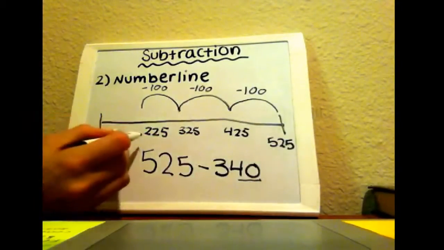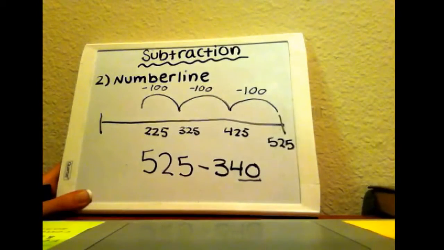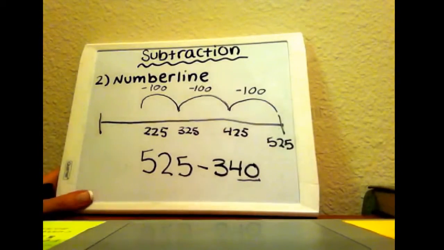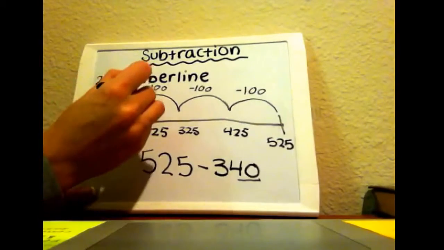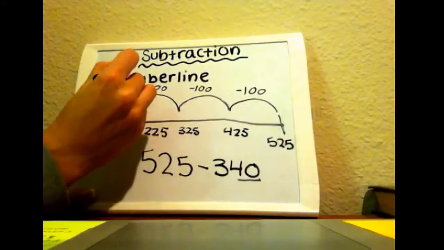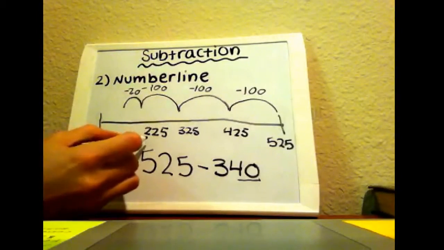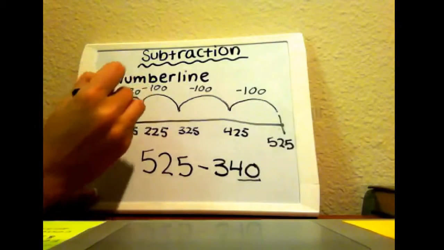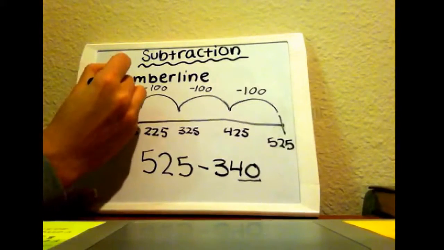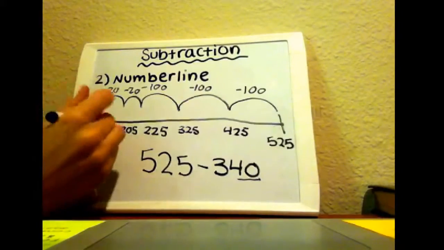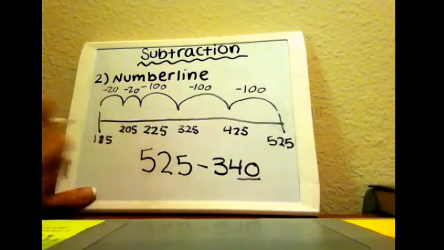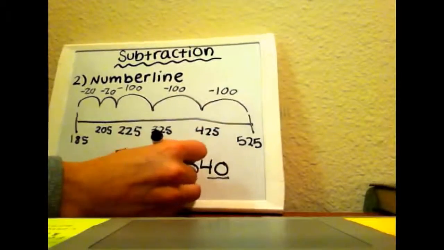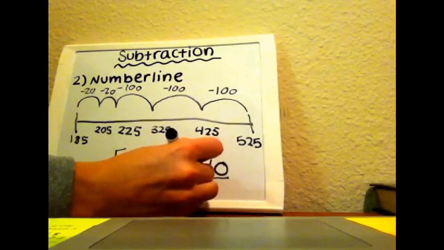We're at 225, so it might be a little bit difficult to just take 40 away from 225. So we can even break that up. We could break up 40 into tens or into 20s. So I'm going to break it up into 20s. So if we take away 20 from 225, that leaves us with 205. And then if we take away another 20, that'll leave us with 185. So we get our answer is 185.